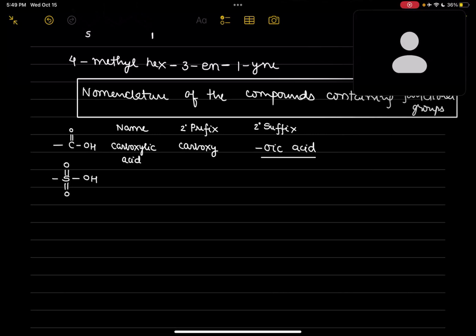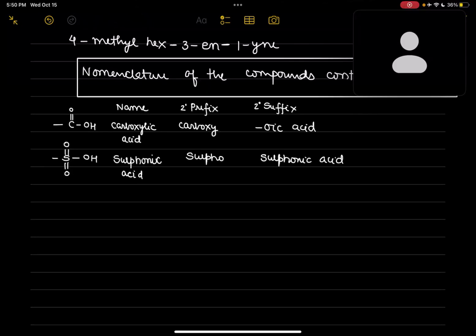Okay. So this is which functional group? Sulfonic acid, right? Exactly. And the prefix is sulfo. And the suffix is sulfonic acid. Got it?